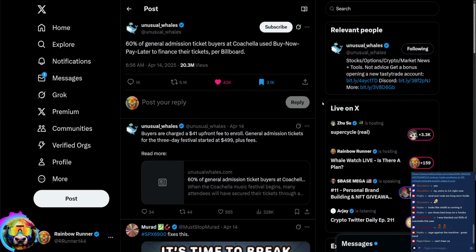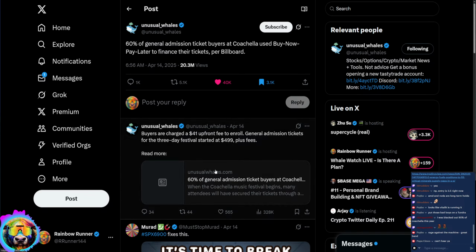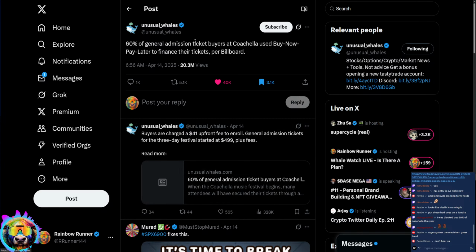60% of the general ticket admissions to Coachella use buy now, pay later. And I don't know about you guys, but every time I hear or see something like that, that scares me about the current market healthiness. There were all the jokes about the buy now, pay later that you could do for Uber Eats, I think is what it was. So people were doing payment plans on burritos. Now they're doing 60%. They're doing pay now, buy later Coachella tickets. And now the memes are back. So I just love it.